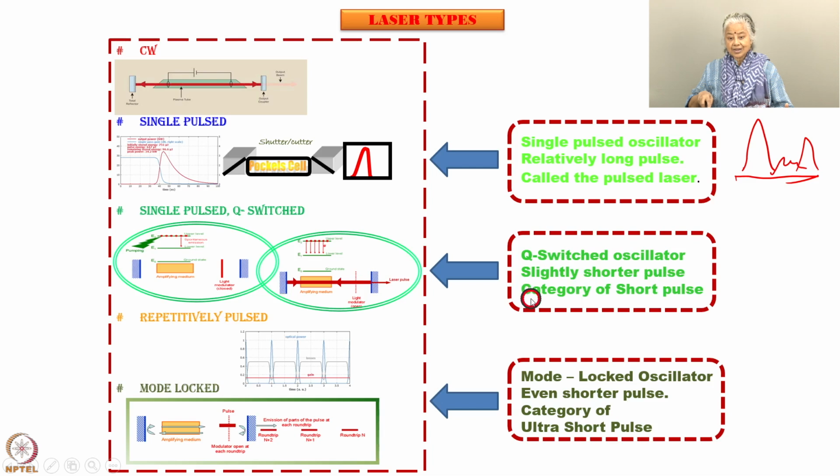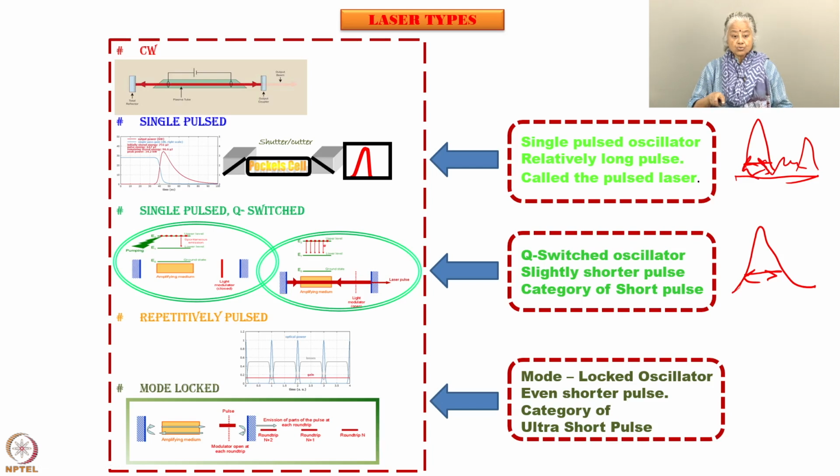It can be categorized as a short pulse, and more or less it is a cleaner pulse than the previous one. So, you will get just one giant pulse. Okay. And this pulse width is shorter than this pulse width. That is what I mean, and that is why you call it a short pulse.